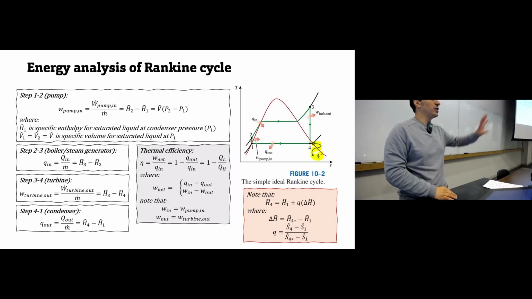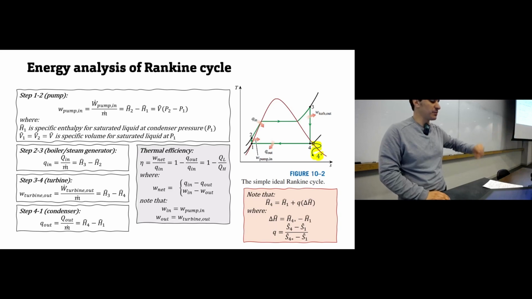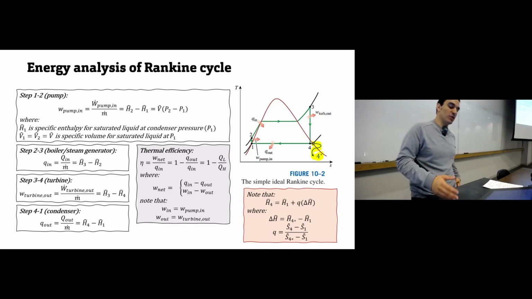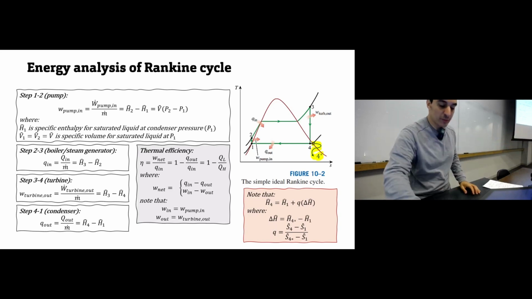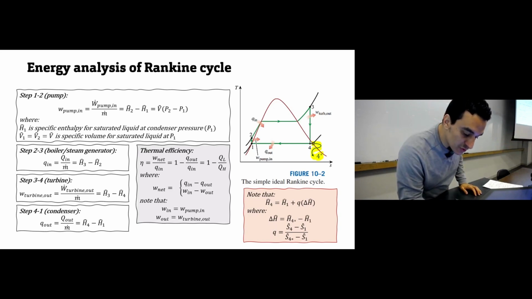Step 2, 3 for the boiler, we have an equation to analyze this step. Step 3, 4 for the turbine, we have an equation to analyze this one. Step 4, 1 in the condenser, we have an equation to analyze this one. We have an equation to calculate the thermal efficiency. And we talked about point number 4, which is this point here.